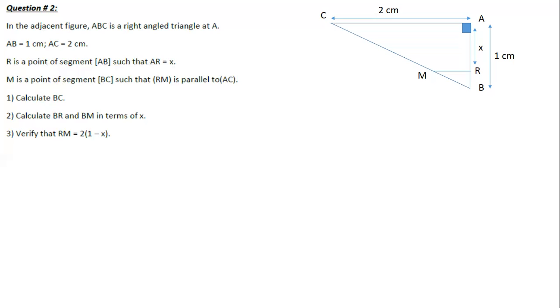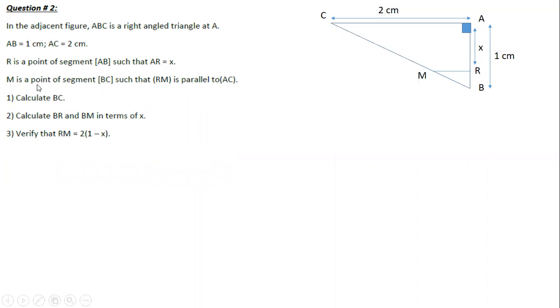R is a point of segment AB such that AR is equal to X. Let's go step by step, Abbas, slowly. We have a triangle ABC which is right at A. Side AC is equal to 2 centimeters, side AB is equal to 1 centimeter. On side AB, we have taken a point R such that AR is equal to X. Go on, Abbas.